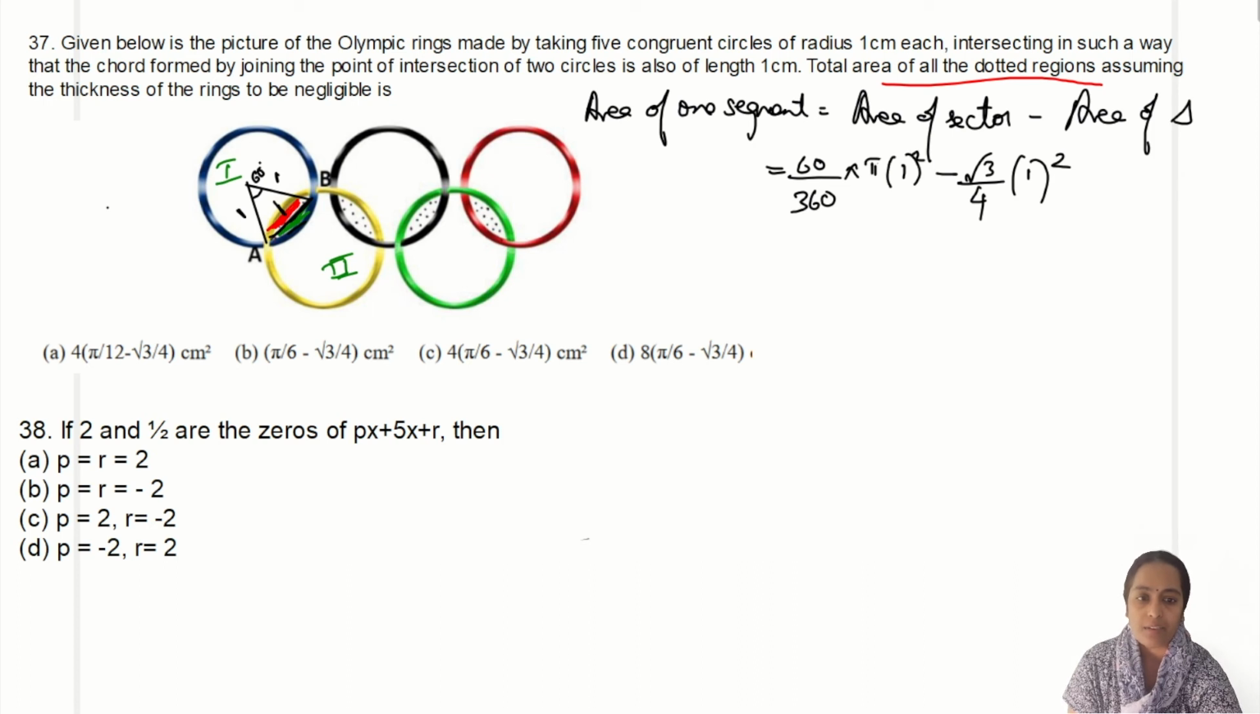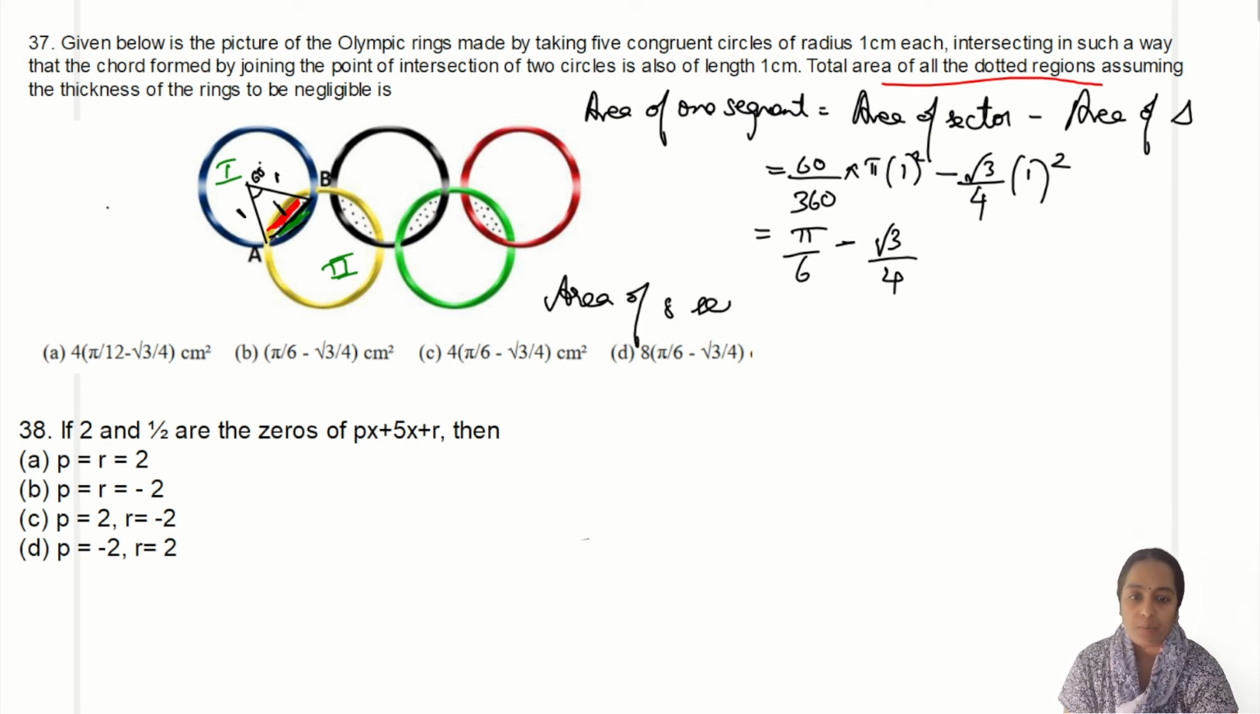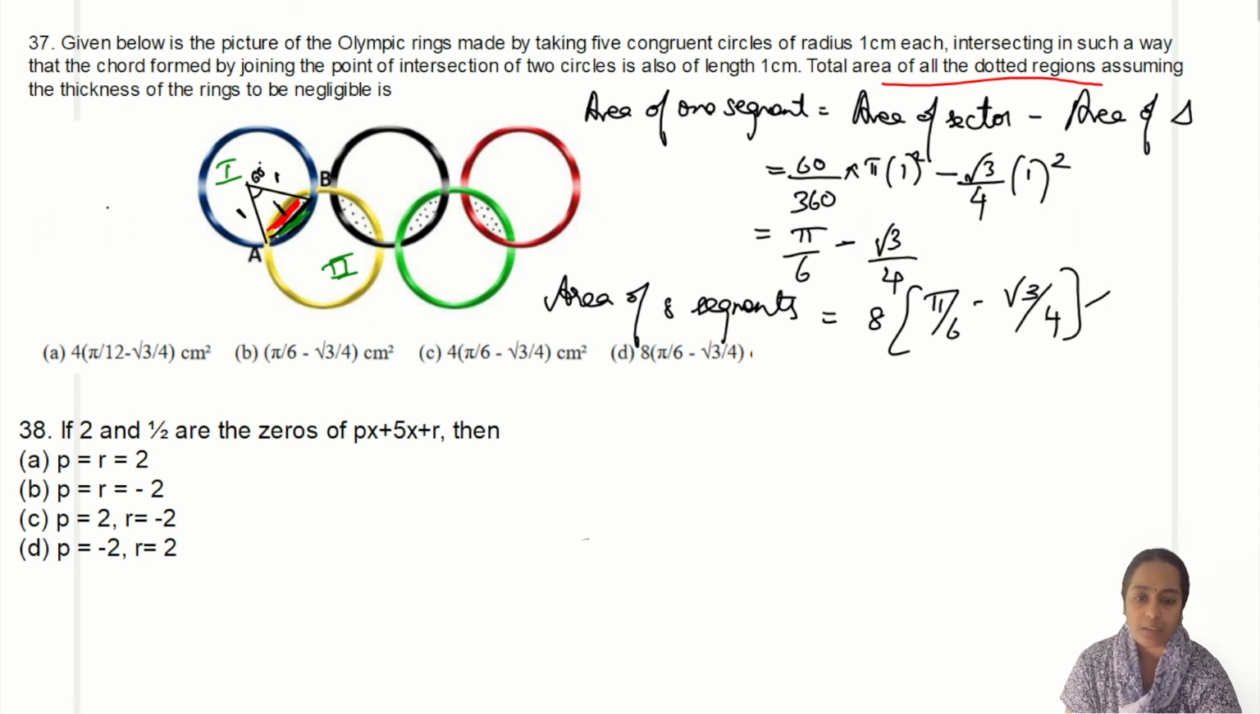So it's going to be like this. I have here 60 by 360 which will be 1 by 6. So it's going to be pi by 6, minus root 3 by 4. So this is the area of one segment. As I told you in the starting itself, there are totally 8 segments which make up the dotted region there. So area of 8 segments will be equal to 8 multiplied with pi by 6 minus root 3 by 4. And this is the area, in square units. So 8 multiplied with pi by 6 minus root 3 by 4. Option D is the correct answer.